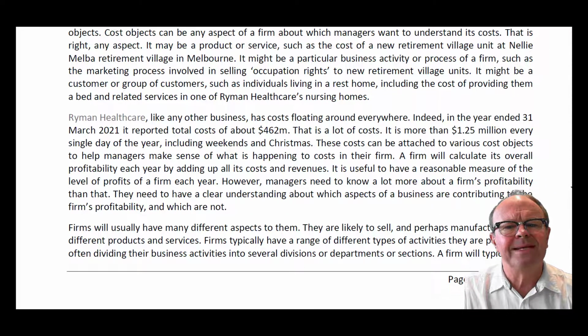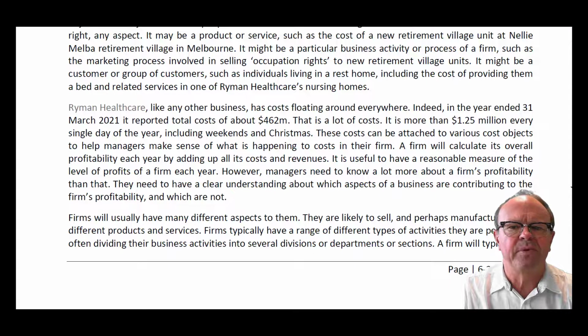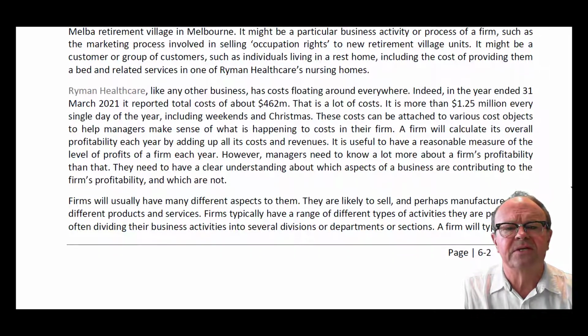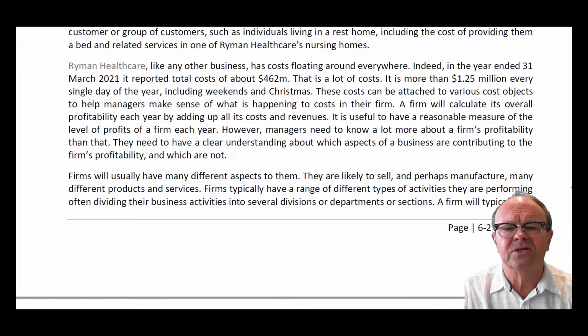It might be a particular business activity or process of a firm, such as the marketing process involved in selling occupation rights to new retirement village units. It might be a customer or group of customers, such as individuals living in a rest home, including the cost of providing them a bed and related services in one of Ryman Healthcare's nursing homes.